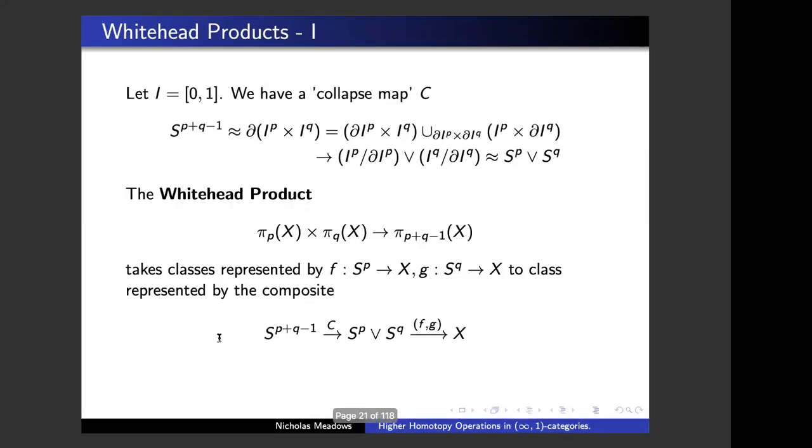The Whitehead product takes classes which are represented by maps f from S^p to X and g from S^q to X, to the class which is represented by precomposing with this collapse map that I've defined.